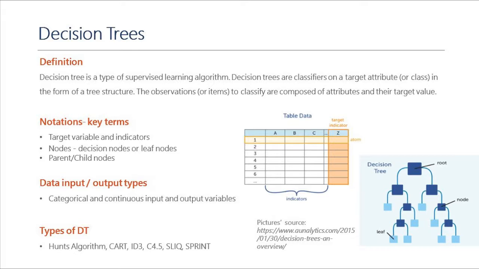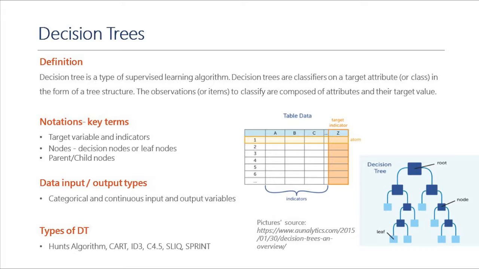Before we cover the more complex aspects of decision trees, let's examine some key terms. In the table here, column Z is the target indicator, also called the target variable, which is the piece of information that is being predicted by the model. The data in columns A, B, and C are called indicators. The indicators go under the names features or dimensions, and they are data points that are used to make predictions. As a whole, the total collection of indicators forms an indicator vector or feature vector.